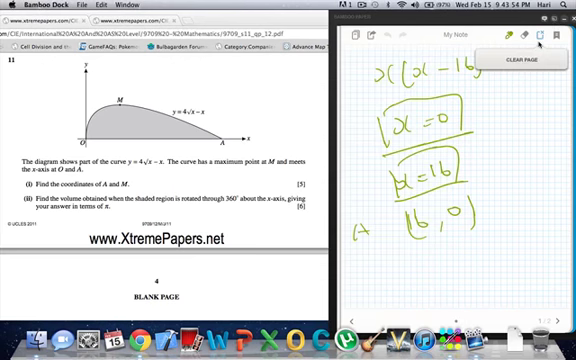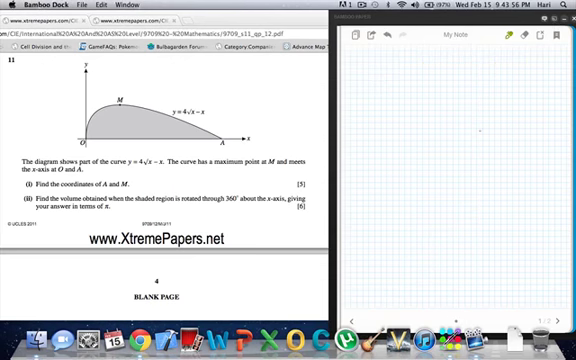I'll just clear the page. I hope you've got this. Now find the volume obtained when the shaded region is rotated through 360 degrees above the x-axis, giving your answer in terms of pi. So let's write down the function again. We have y is equal to 4 root x minus x, and we want to know when this is rotated through 360 degrees, what is the volume obtained.